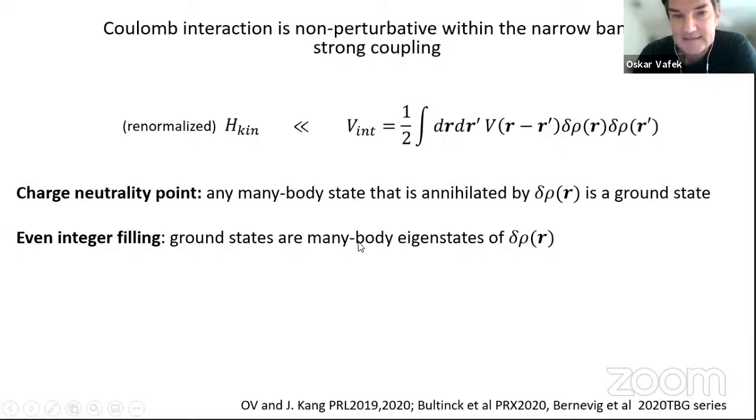Namely, if you can find a many-body eigenstate of delta rho, which is not actually that difficult at even integer filling, you just simply fill, for example, a particular valley with a particular spin, such a state is going to be an eigenstate of this, and its energy is actually pretty decent. It turns out to be a ground state. You can check this numerically. There is also a deformation of this Hamiltonian into the so-called flat metric condition in which this can actually be shown to be the ground state.